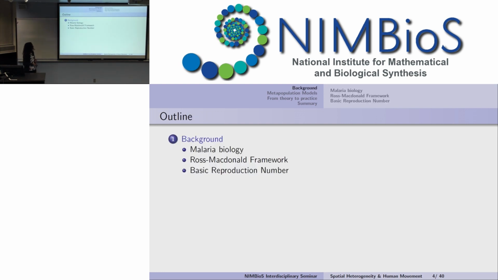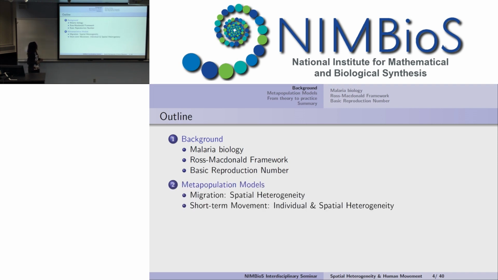So I'll start with a bit of background about malaria and one of the first models for malaria, or mosquito-borne disease in general. And then I'll extend this model to include spatial heterogeneity. And those regions in space that have different characteristics are going to be connected through human movement, either migration or short-term movement. And in the short-term movement model, I'm also going to look a little bit at individual heterogeneity. And then I'm going to talk a little bit about how we can move from theory to practice using some cell phone data from the Dominican Republic and some community detection algorithms.